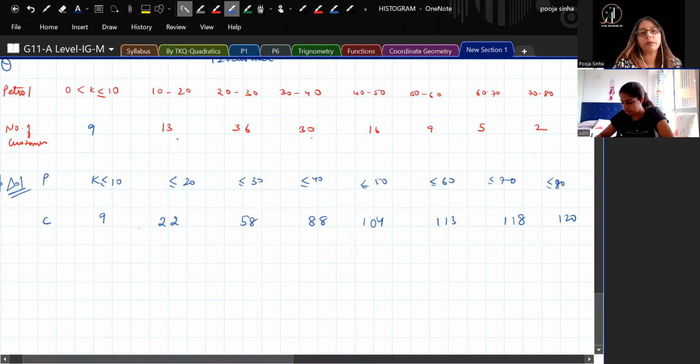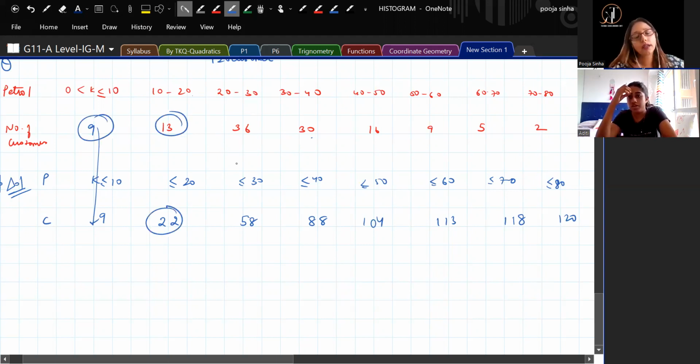So the first question was to complete the table. You completed the table by writing K is less than 10, K is less than 20. You made a less than table, and then you wrote the first number as it is, and then less than 20 would mean 13 and 9, that is 22. So, less than 30.